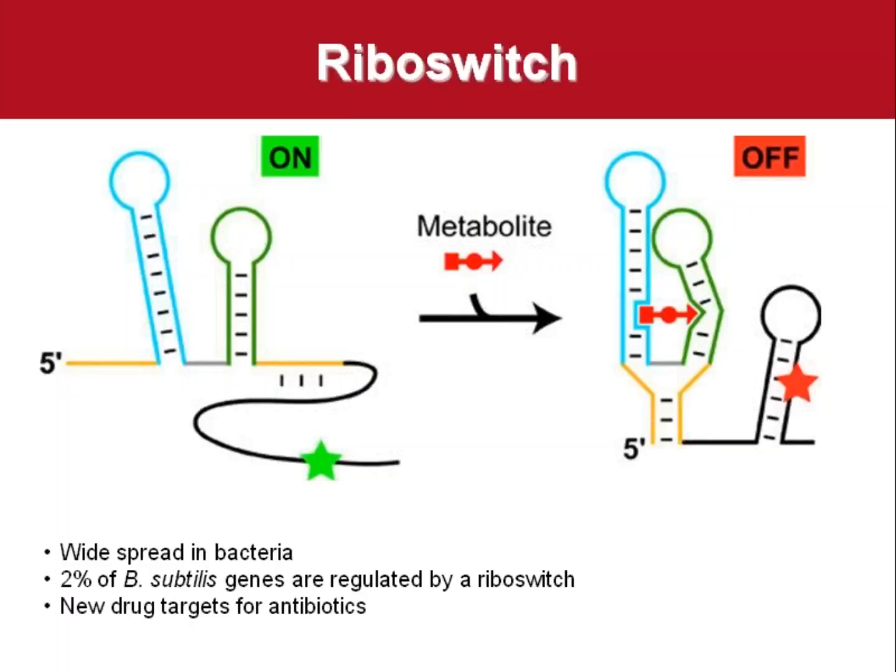Where do these riboswitches occur? They are actually quite widespread in bacteria. About 2% of the genes in Bacillus subtilis are believed to be regulated by a riboswitch. And since these riboswitches are able to regulate the translation of essential genes, they are believed to be new drug targets for antibiotics.